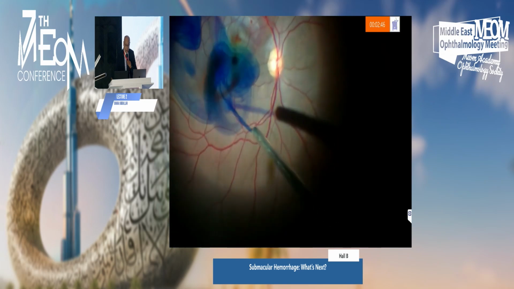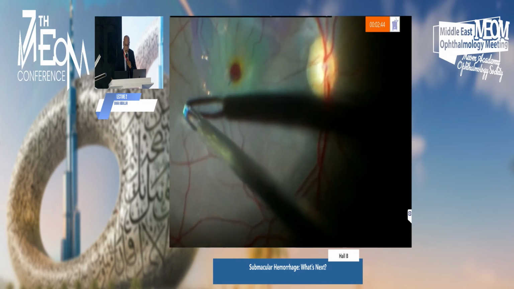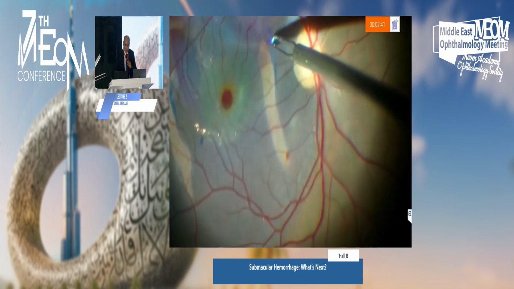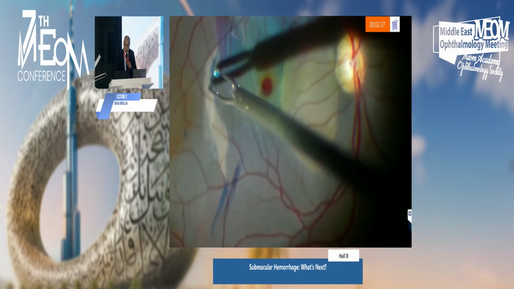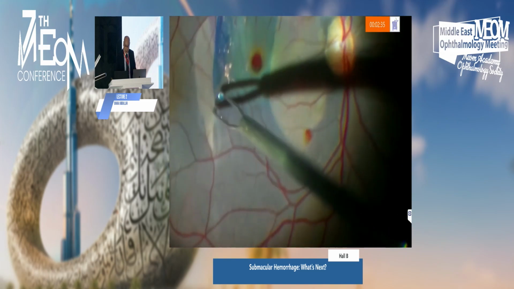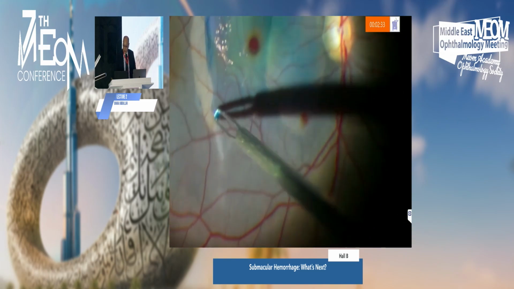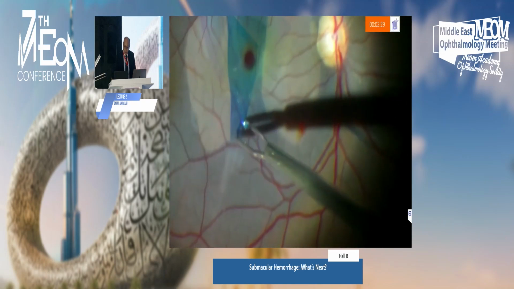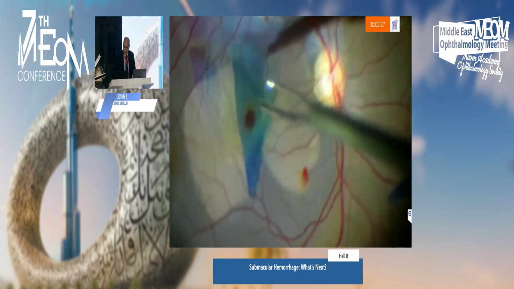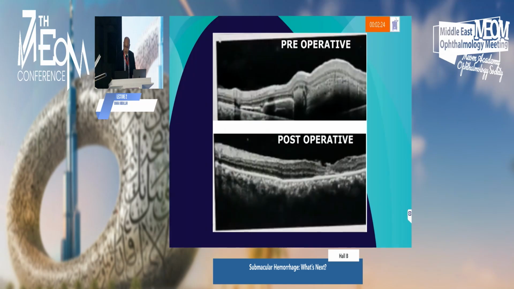There is leaking from the macula, so you have to observe this and do another maneuver like ILM flap and ILM peeling. And then fluid air exchange is enough with this maneuver. This is a case pre-operative and post-operative with complete absorption of the hemorrhage but with little improvement of vision.